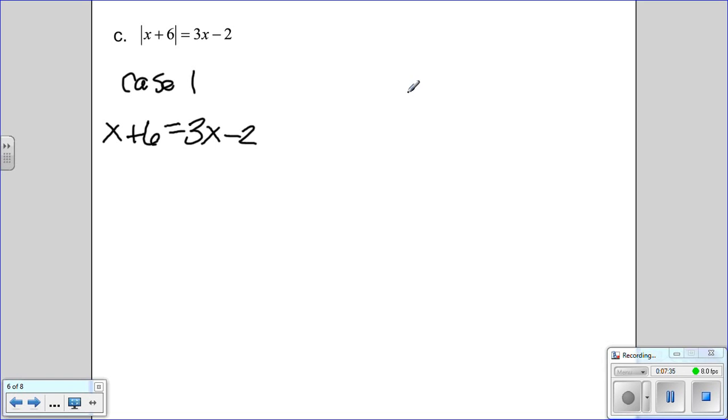And then in case 2, this is our negative case. X plus 6 could equal the opposite of 3x minus 2. And the opposite, or the negative, would be negative 3x plus 2, okay? So both signs have to change. It becomes negative 3x and a positive 2. If you have more than one term or more than one number, you have to switch the symbol on both of those for case 2. Okay, notice that the x plus 6 is the same in both equations. So now we have to solve.